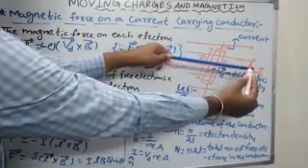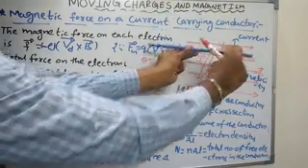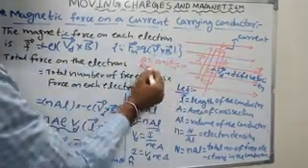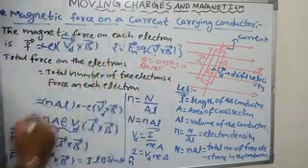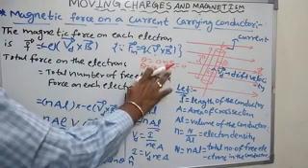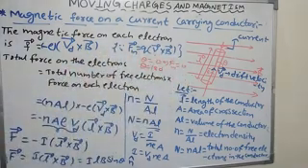If theta is 180, the current is flowing along the direction of the magnetic field, that is parallel, or in the opposite direction of the magnetic field, which is anti-parallel. In that case, theta is equal to 180 degrees. Sin 180 is 0. Then in that case also, the magnetic force acting on the conductor is 0.